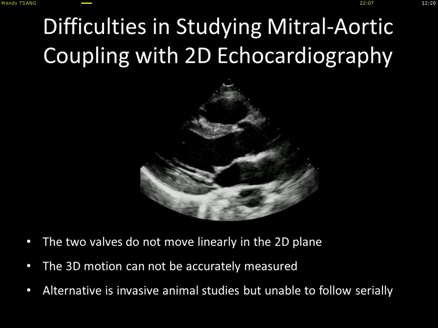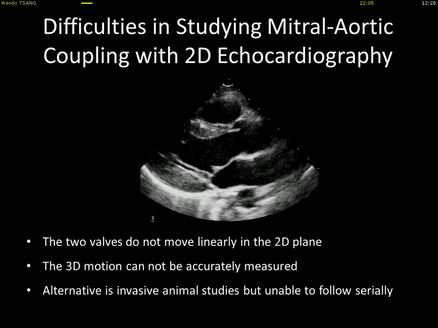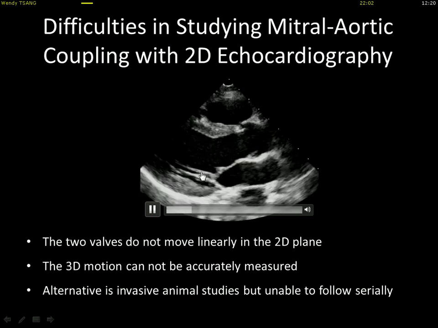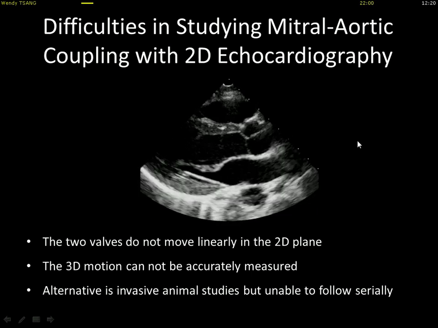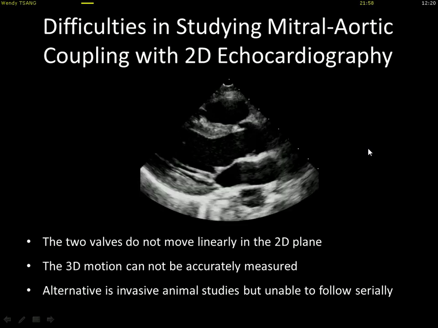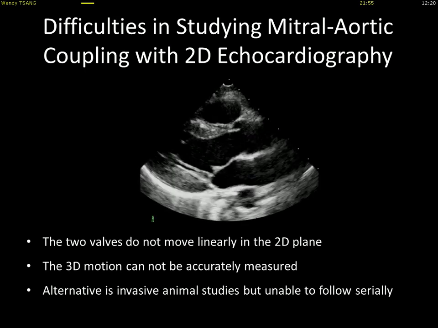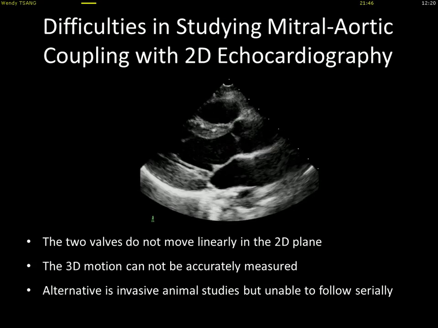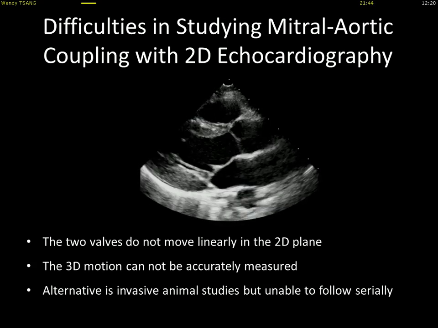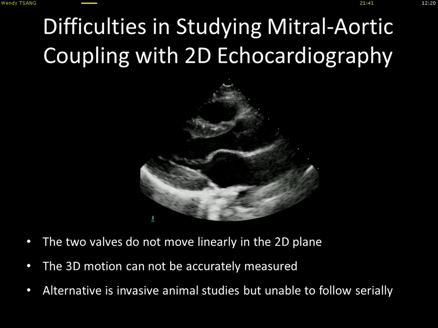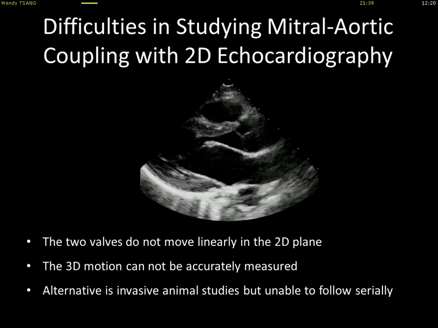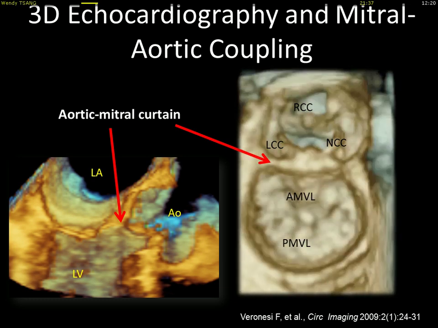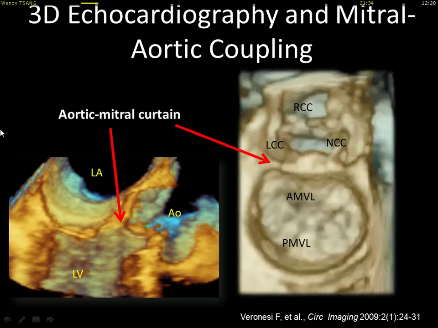However, the problem is with 2D imaging techniques, you can't actually understand what's really going on, because when you have a single slice, you see the planar motion. You don't actually see that the 3D valves or the annulus of the valves move in different planes, and you don't really get an accurate quantification of what these valves are doing. Now, to look at this, people have used animal studies where they've implanted crystals, but that's not very practical because you can't follow these animals serially and look at what happens when you intervene or over time with the disease process. 3D echocardiography has allowed us to actually look at the interactions between these valves.